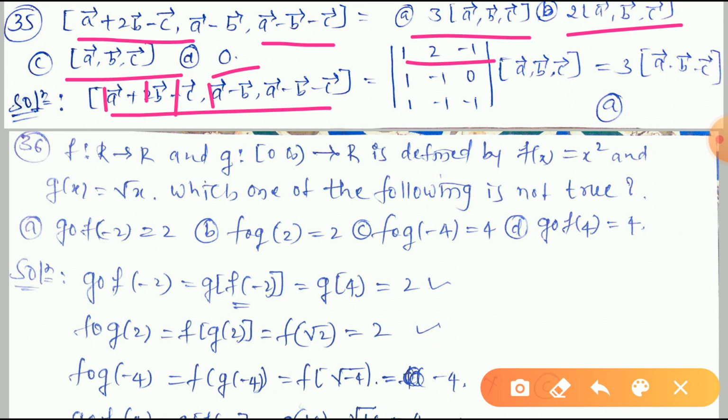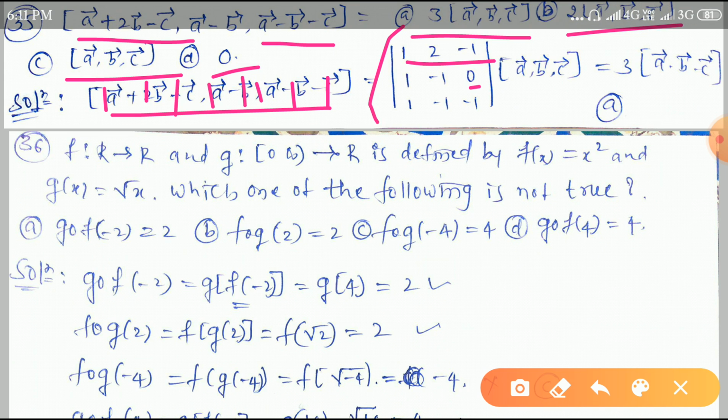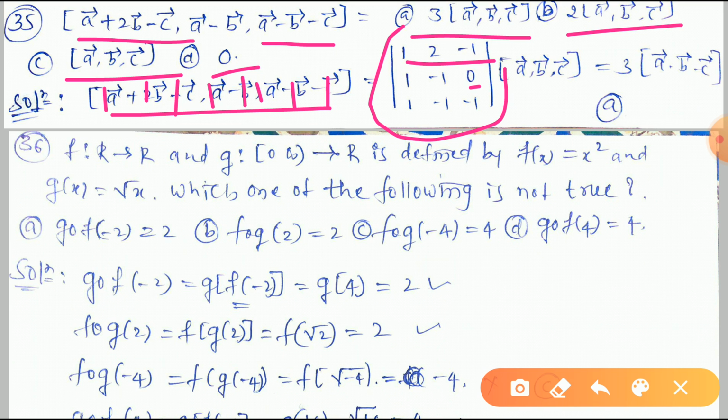Similarly 1 minus 1, 1 minus 1, next vector c is absent, because option c becomes absent, then 0. Similarly 1 minus 1. Here we know how to find the value of a determinant of order 3. After simplification we get 3 times the scalar triple product of vector a, vector b, vector c. Therefore the right choice of this question is a, 3 times scalar triple product of vector a, vector b and vector c.